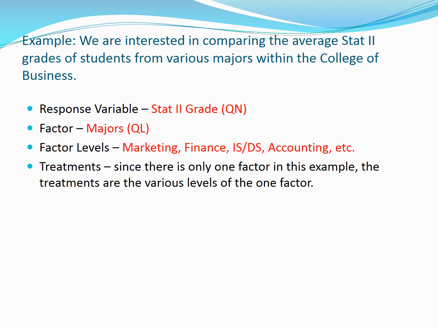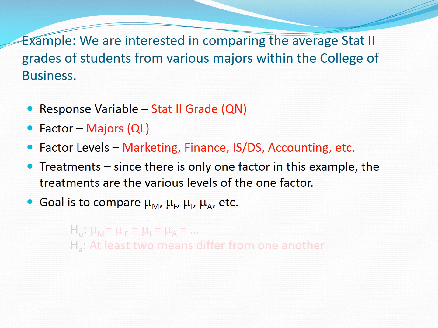And so when there's only one factor, the factor levels and the treatments are the same. Think about the definition for treatments I just gave you. Treatments are the combinations of the various factor levels. Well, there's only one factor, so the treatments are the factor levels. This is referred to as a one-factor analysis, and our goal is to compare the means: the mean grade of the marketing majors, the mean grade of the finance majors, the mean grade of the ISDS, the mean grade of the accounting majors.